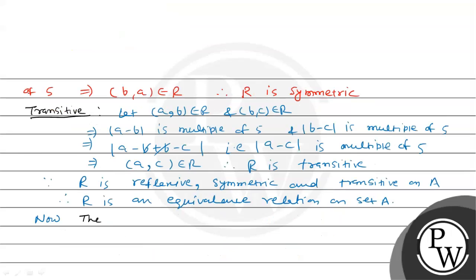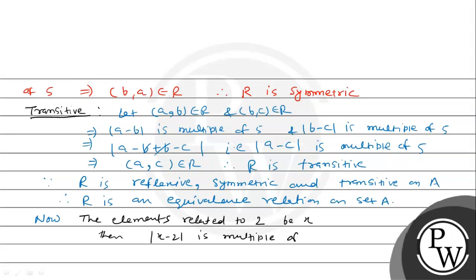Now the elements related to 2: let x be such an element, then x − 2 is a multiple of 5. Therefore the set will be, let the set be the set of those elements which are related to 2 by the given relation: {2, 7, 12, 17}. These elements are related to 2 by the given relation. I hope you understand it well. Thank you.